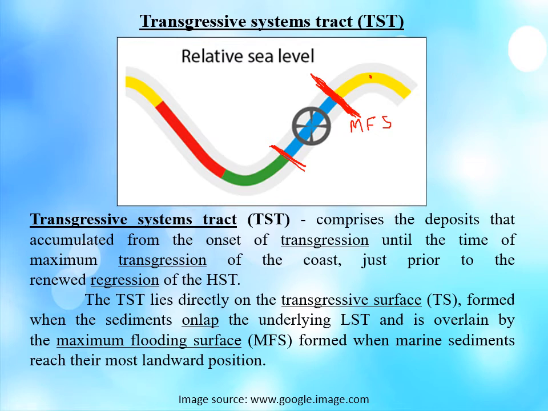Similarly, the point from where transgression starts, that means the end of LST and the start of TST, this surface is known as the transgressive surface. The transgressive surface indicates the starting point of the transgressive system tract. So the starting point of the transgressive system tract is marked by the end of LST, that is the transgressive surface, and the end of the transgressive system tract is marked by the maximum flooding surface, formed when marine sediments reach their most landward position.